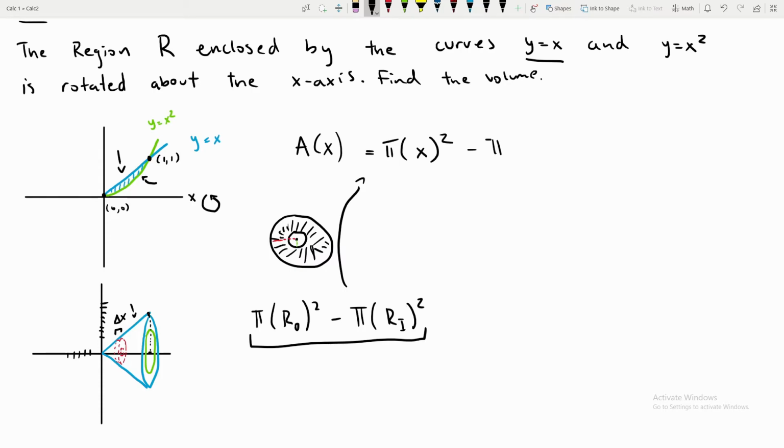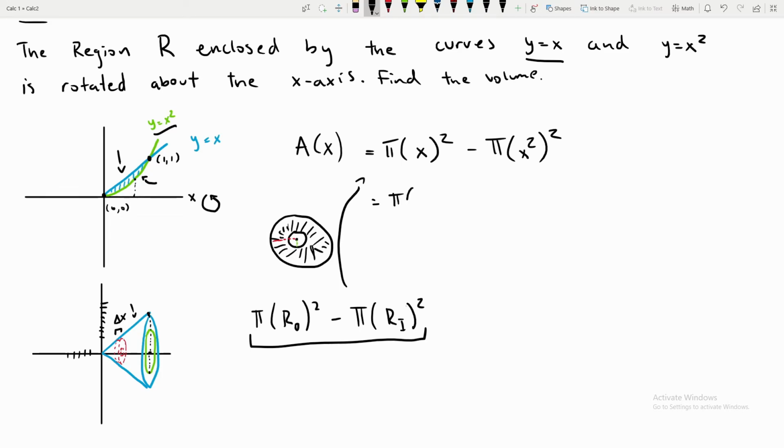Now we want to subtract the area of the smaller circle, meaning the inner one, or this green one right here. And the way we can do that, well, that radius is only going to be up to here. And how can we compute that? Well, that is, in a sense, the height of this green function. And the height of this green function is given by y, and y is given by x squared. So I'm going to plug in x squared here, squared.